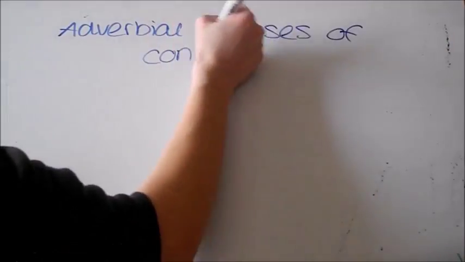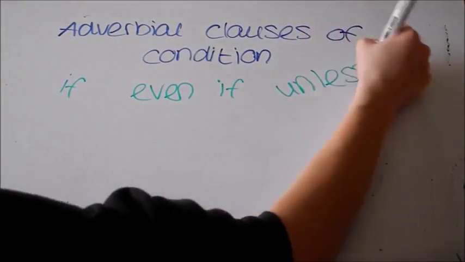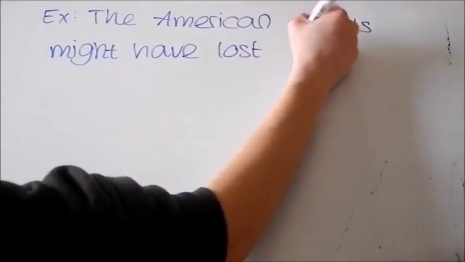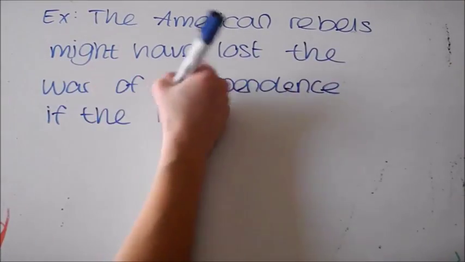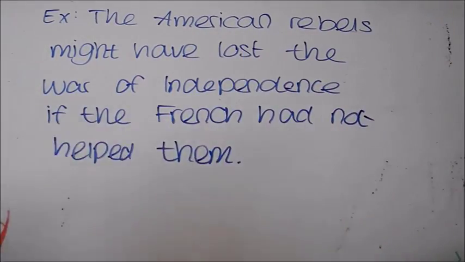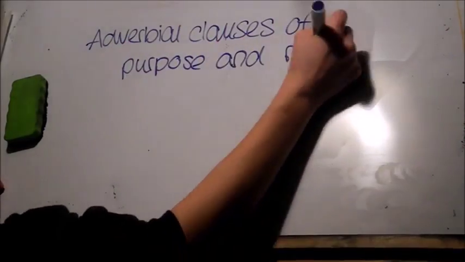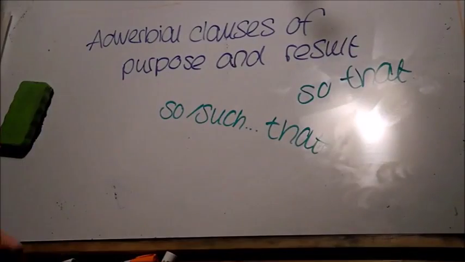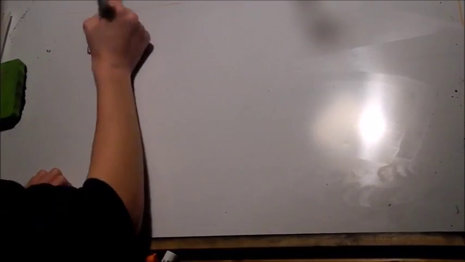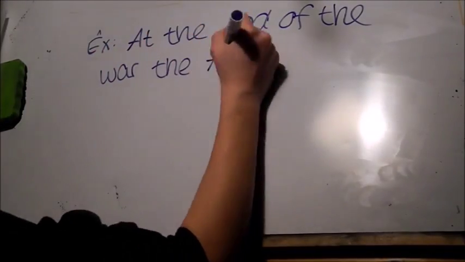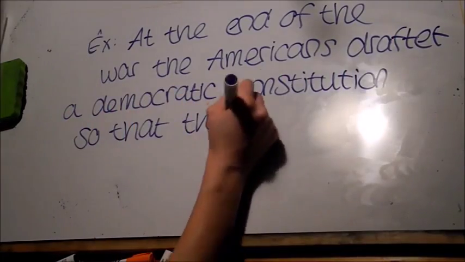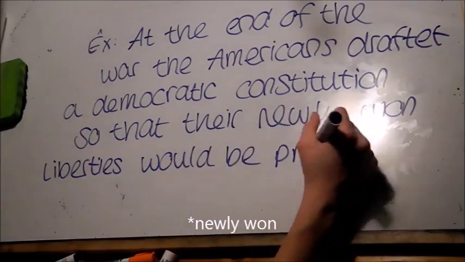Adverbial clauses of condition: if, even if, unless. The American rebels might have lost the War of Independence if the French had not helped them. Adverbial clauses of purpose and result: so that, such, so, that, and so on. At the end of the war, the Americans drafted a democratic constitution so that their newly won liberties would be protected.